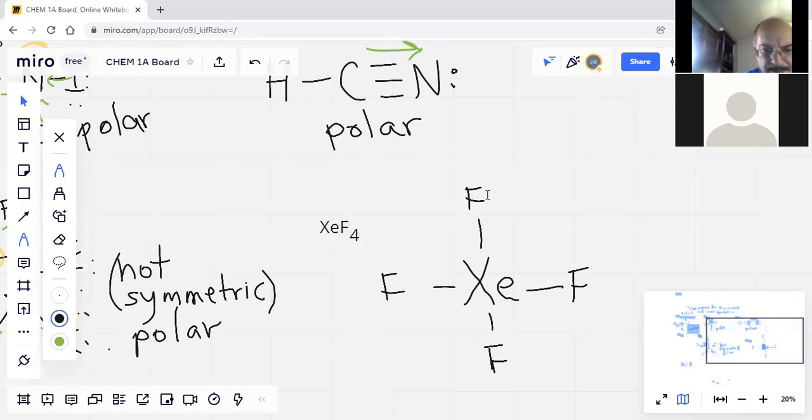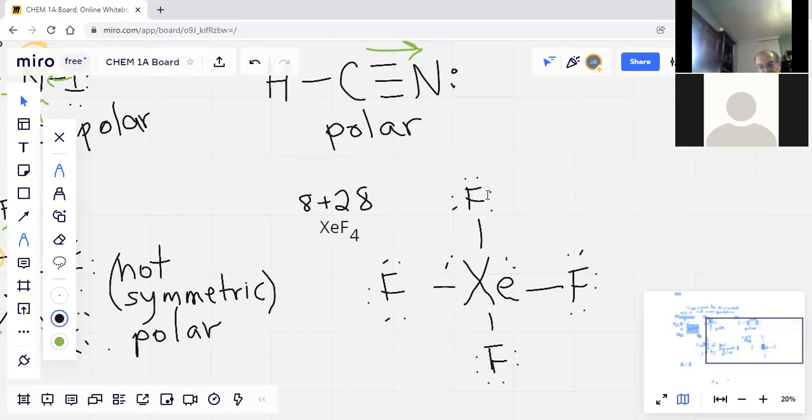Now, xenon technically would be a noble gas, so it has 8 valence electrons. And of course, fluorine would be 7 times 4 is 28. So that means that I have 36 total electrons that I need to place in here. So let's put the fluorines. That's 6, and that's an octet, on each of the 4 fluorines. So that would be 4 octets, that's 32 electrons. So 36 minus 32 is 4. That means I have to put 2 lone pairs on that xenon central atom.